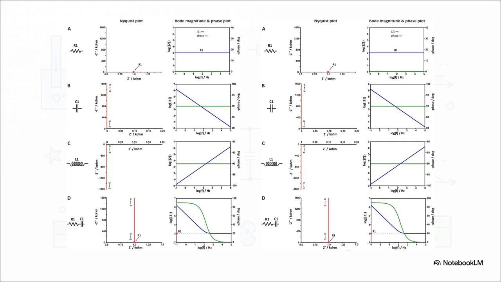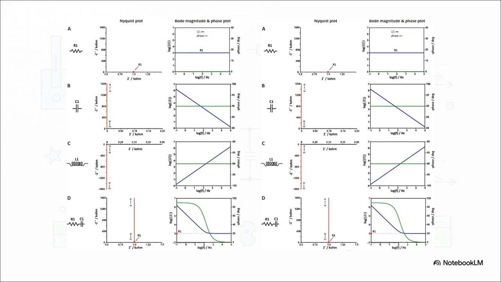Bam, just a single dot right there on the real axis. And no matter what AC frequency you throw at it, that dot does not move. Now, check out plot B. This is a perfect capacitor. It's the complete opposite. It only stores energy, so its Nyquist plot is a straight vertical line right along the imaginary axis. And for this guy, the opposition it presents is totally dependent on the frequency you're using.